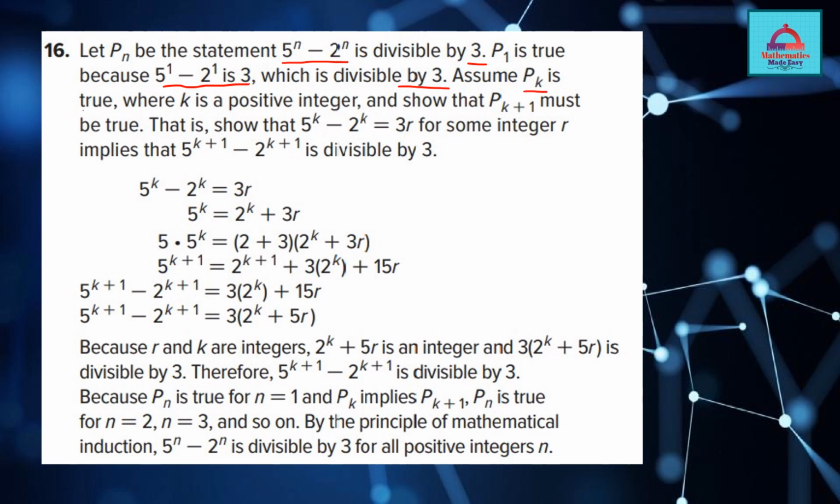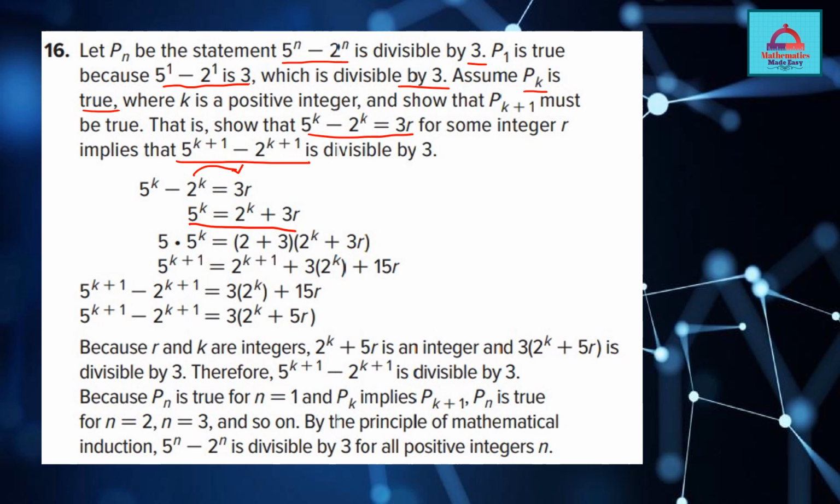Assume Pk is true, that means this thing is true, and prove for k plus 1. So you do it in a similar way. The only thing is here the algebra is a little different, so let me explain it to you. So 5 to the power k minus 2 to the power k is equal to 3r. You move the 2 to the power k to the other side, you get this. You multiply both sides with 5.